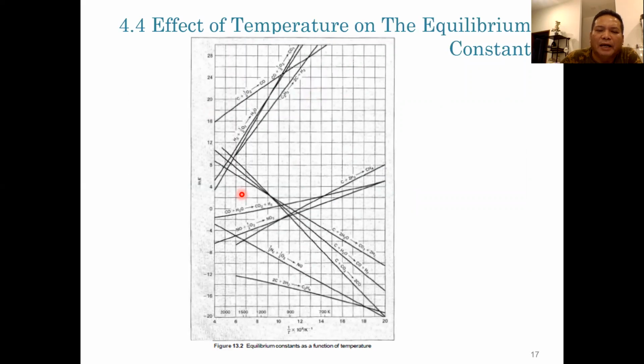Some of the lines increase, some decrease, because some of the reactions are exothermic and some are endothermic. So that's why some are increasing and some are decreasing.